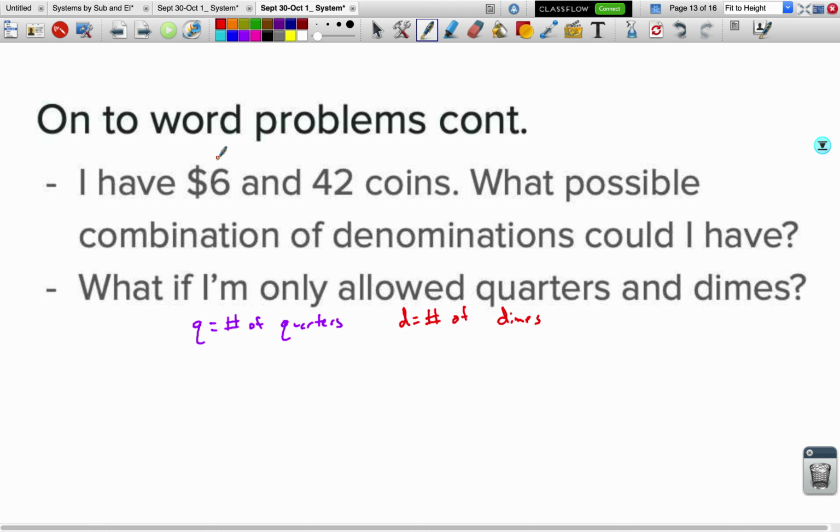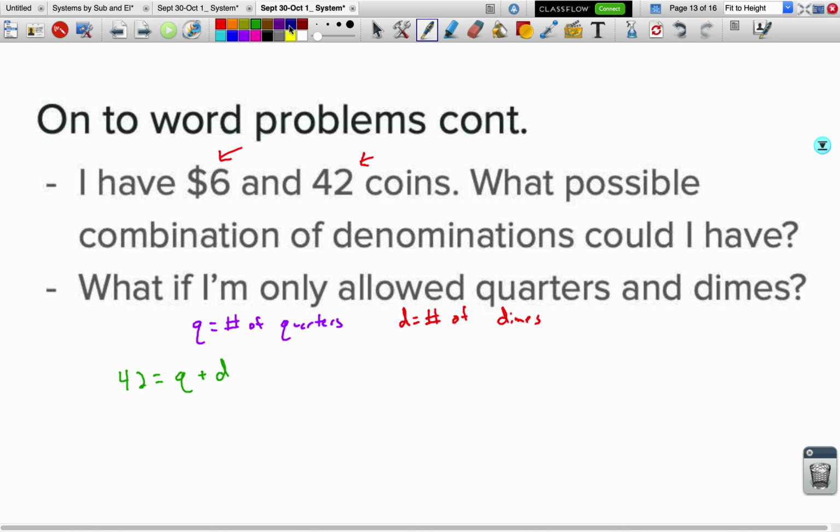Now I need to represent these two facts, that I've got $6 and 42 coins, with these two variables I just came up with. We'll do the easier one first, the 42 coins. If I have 42 coins, then the number of quarters, Q, plus the number of dimes, D, must add up to 42. Simple as that. 42 equals Q plus D. Number of quarters plus number of dimes.